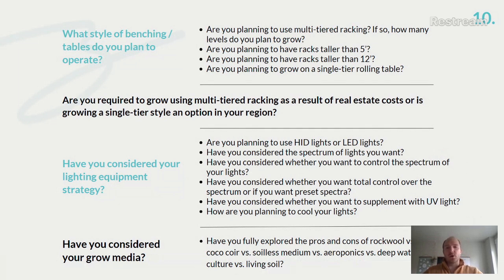I would say that coco coir, or I'd say living soil, has the greatest amount of buffer, meaning someone can make a mistake and be able to fix it within a couple of days and not really notice a tremendous drop off in yield or cannabinoid content. From there, coco coir also has a good buffer. Soilless media is roughly the same. Rock wool has a little bit less of a buffer. And then aeroponics and deep water culture have a lot less margin for error.